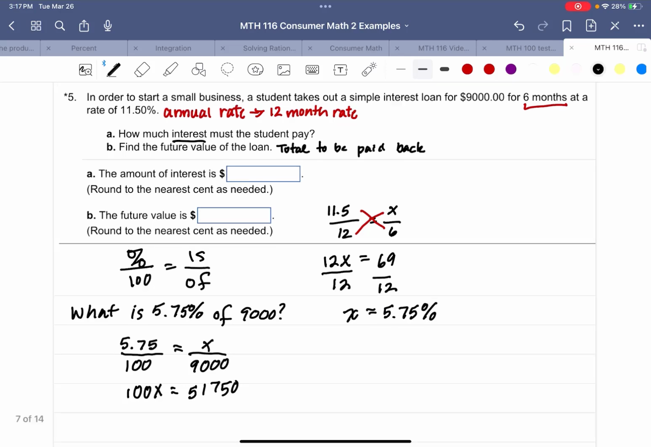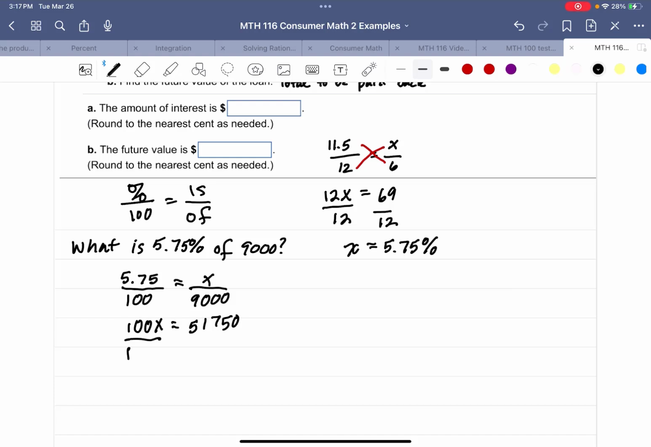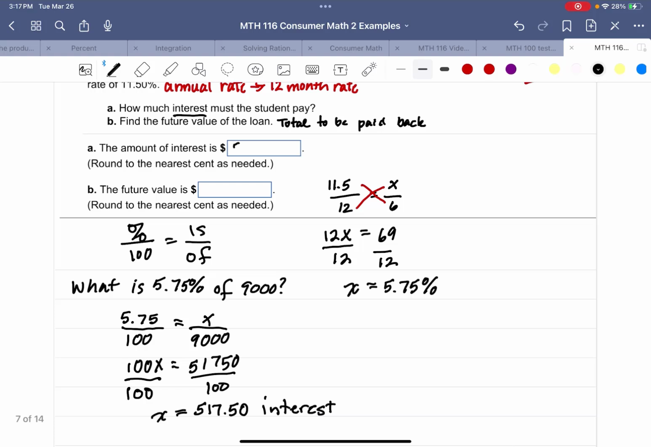51,750 divided by 100, and that comes out to $517.50 in interest. So $517.50 is the amount of our interest.